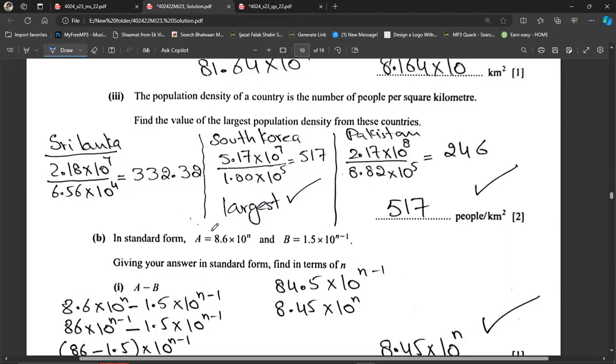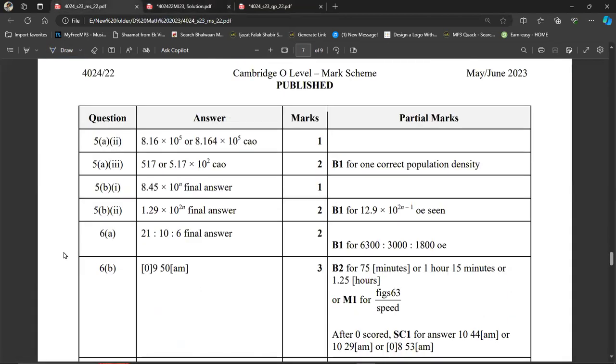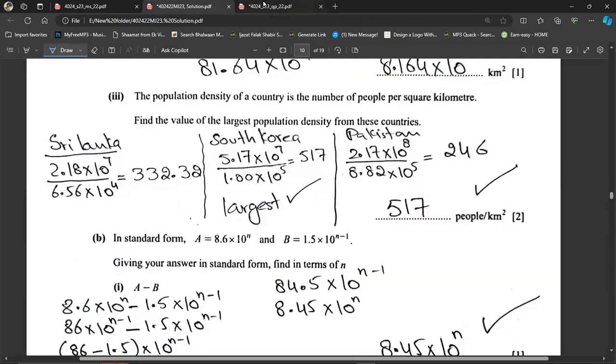So the largest population density is of South Korea, and that is 517 people per square kilometer, and our answer is right. This is the solution.